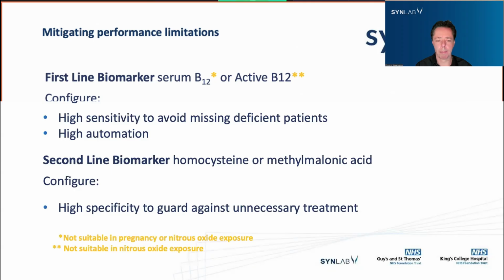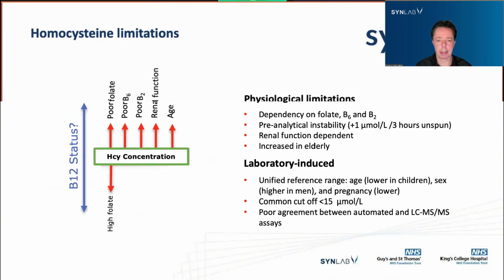And in this case, it could be homocysteine or it could be methylmalonic acid, MMA. And you can configure this to have high specificity to guard against telling people who are replete that they are deficient incorrectly. Now, this approach is not suitable for pregnant women or after nitrous oxide exposure, and we'll come back to that later. So let's look at homocysteine.